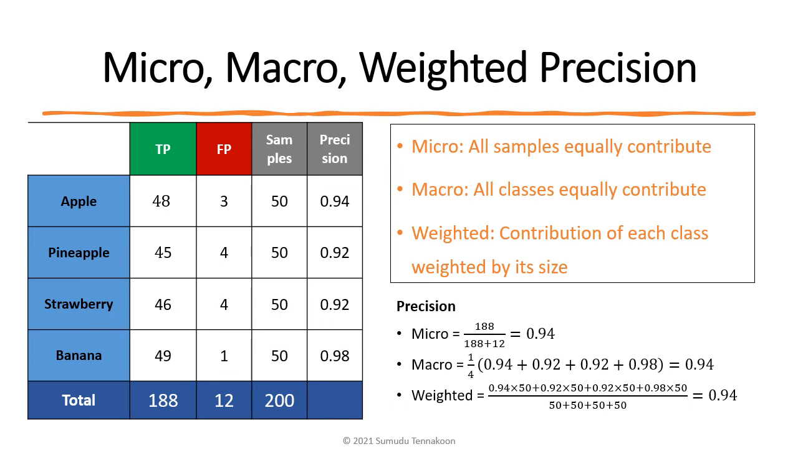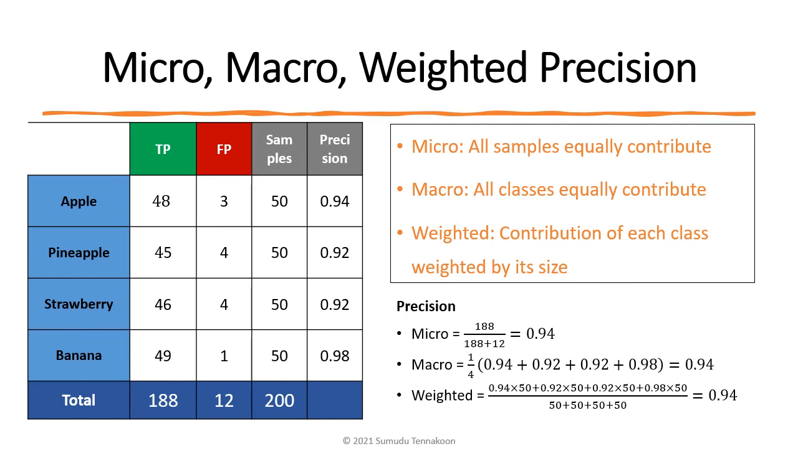So let's apply this to our example. In our example, we have a well-distributed sample set. We have an equal number of apple, pineapple, strawberry, and banana in our sample. So therefore, the weighted contribution will be even. So therefore, you will see the effect of that in a short while. So let's compute the precision.